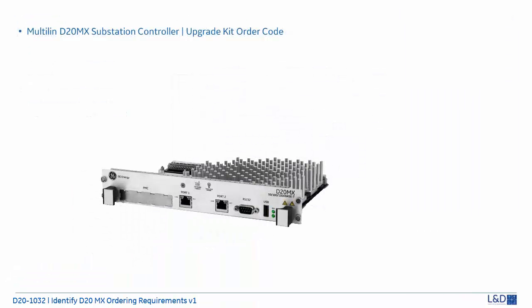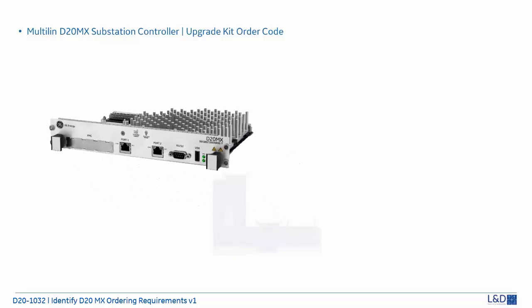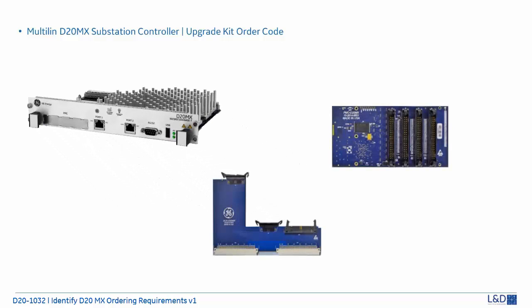Let's say you already have a D20 and the chassis, power supply, communication card, and peripherals are all compatible. Then maybe all you need to order is just an upgrade kit. If that's true, then you need to decide on what kind of D20 MX main CPU you need, whether it is Ethernet or fiber, with backward support of a fiber connection.